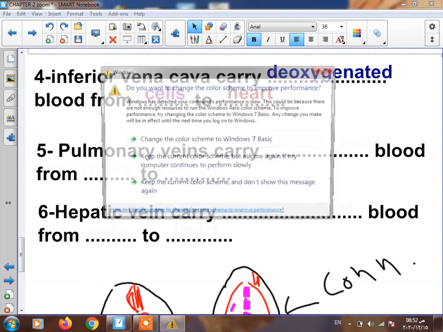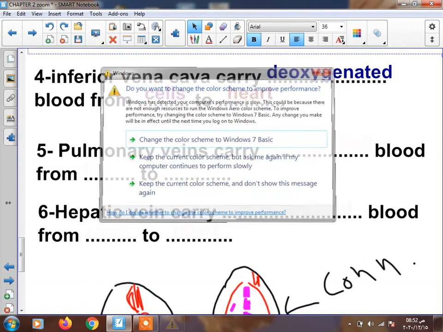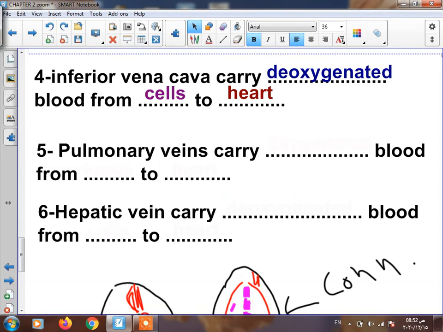What about the pulmonary vein? All veins carry deoxygenated blood, but the pulmonary vein changes the type of blood, so the pulmonary vein carries oxygenated blood. From what to what? It comes from the cells of the lungs, to the heart. Which chamber? Vein, so atria. Oxygenated, so left side, the left atria.